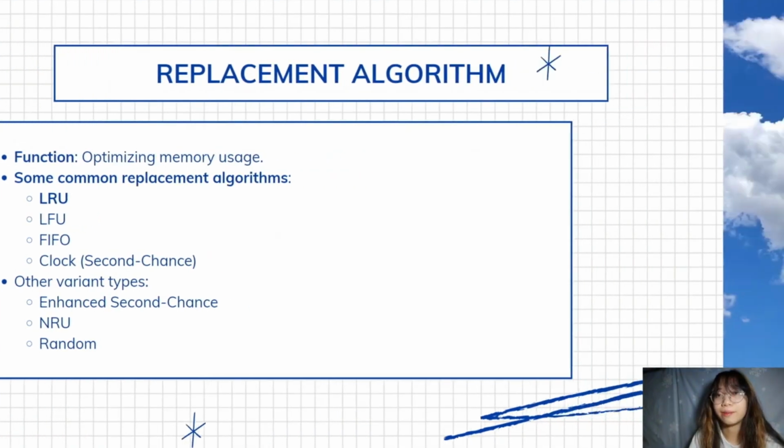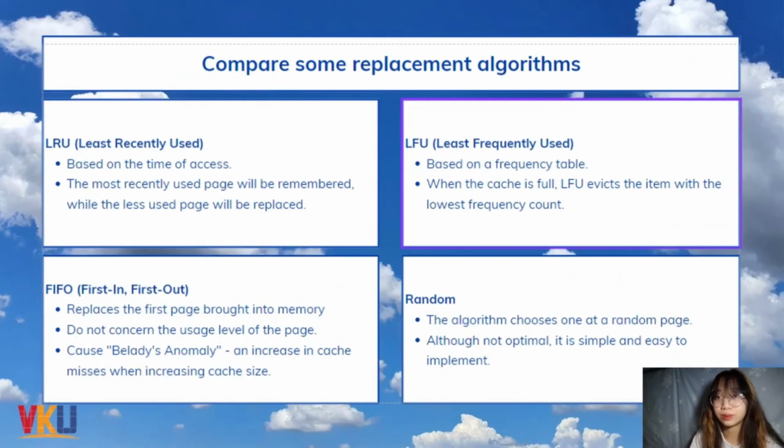Here, I compare some replacement algorithms, exactly LRU, LFU, FIFO, and random. First of all, we come to the LRU, which stands for least recently used. It evaluates a page based on the time of access. The most recently used page will be remembered while the least recently used page will be evicted, and it is probably the most effective algorithm in the computer system. The LRU performs well when there is temporal locality.